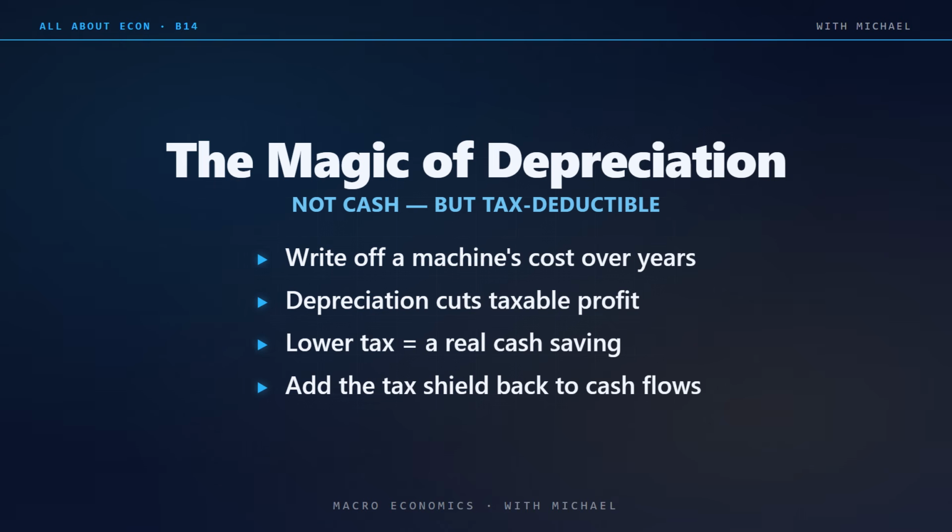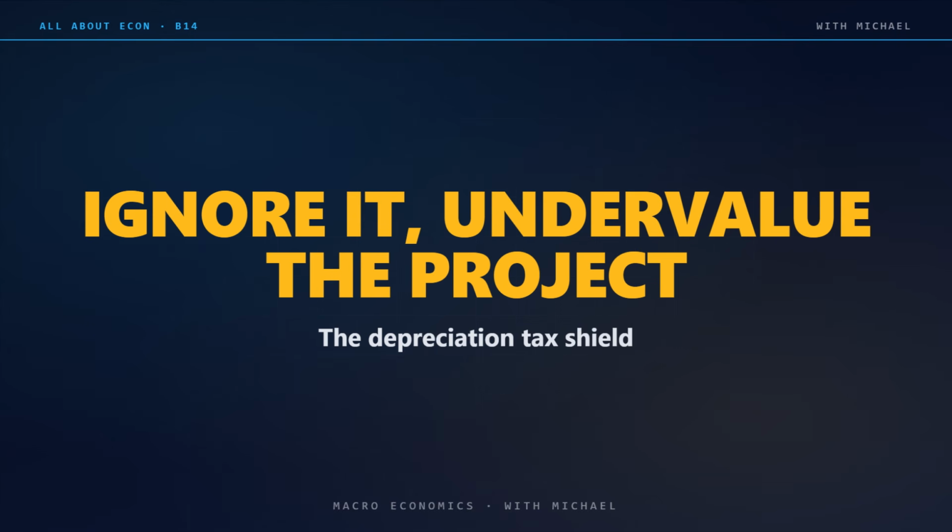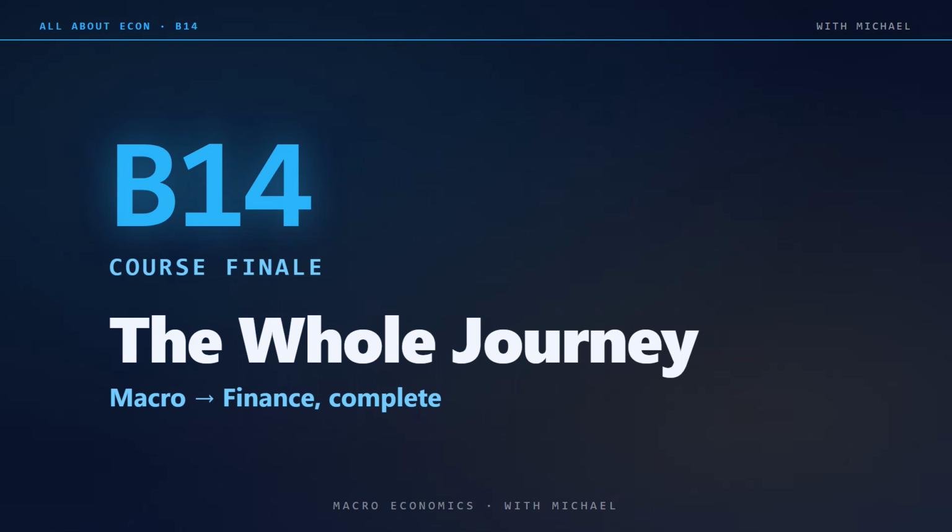By reducing taxable profit, depreciation lowers the tax bill, and that tax saving is a very real cash inflow, the so-called depreciation tax shield. So in a proper capital budgeting analysis, you must add back the tax savings from depreciation to the project's cash flows. Ignore the tax shield, and you will undervalue the investment and possibly reject a project you should have taken.